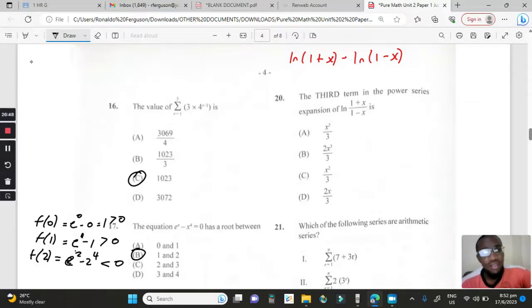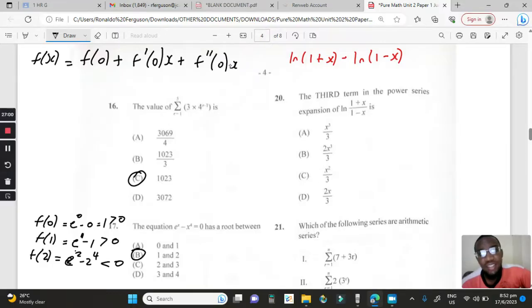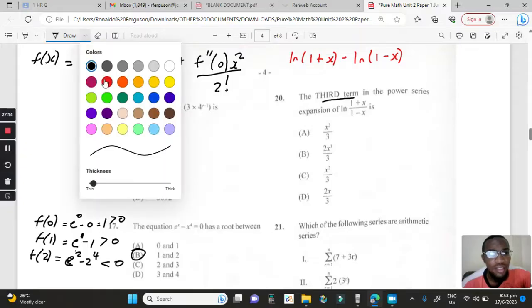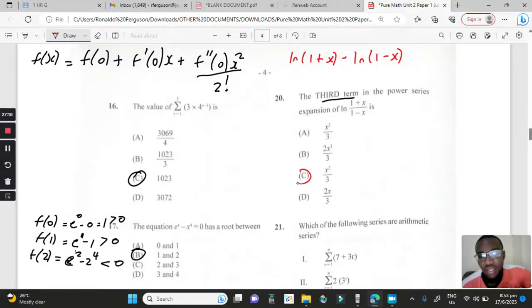So remember, f of x is equal to f of 0 plus f prime of 0 times x plus f double prime of 0 times x squared over 2 factorial. Alright, so this is the formula we need to use, and it's the third term, so we're looking at the x squared term. Whoa, that's so easy. So I guess we don't even need to work it out because there's only one x squared term. But just for the fun of it, let's work it out, right?